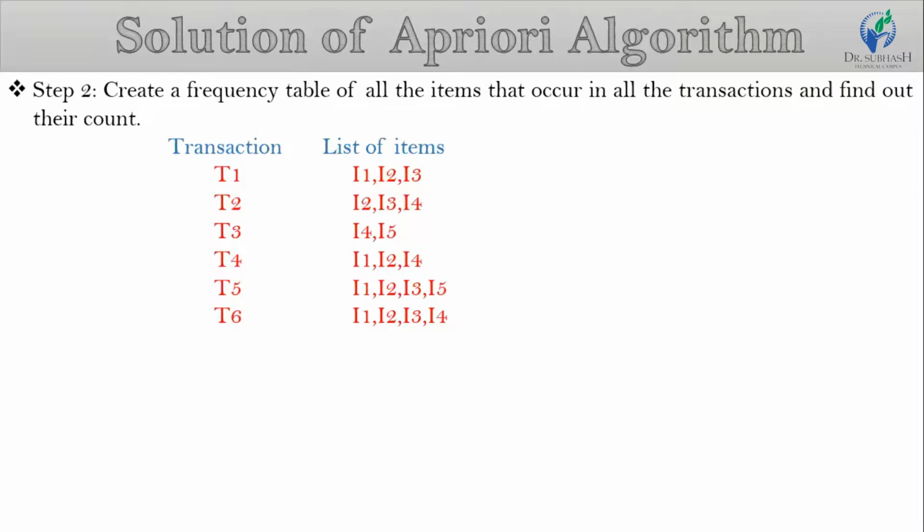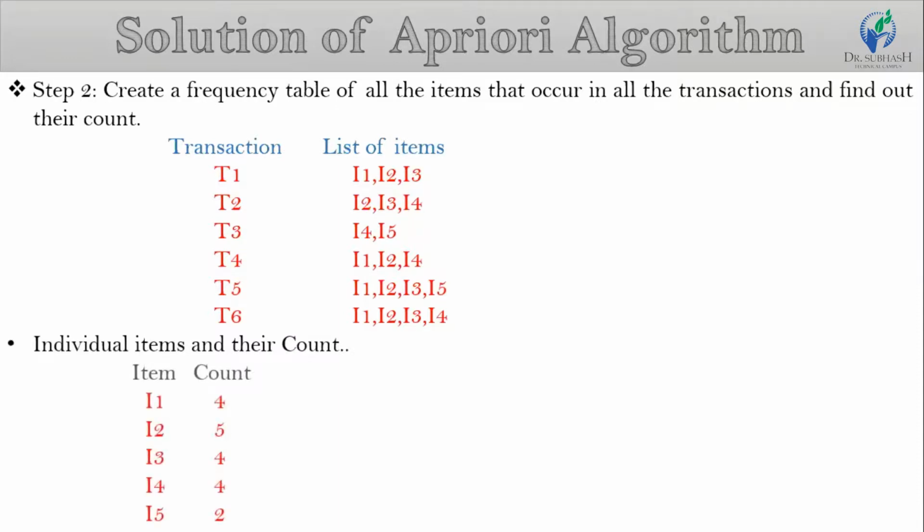So our individual items and their counts are: item I1 occurs 4 times in the original table, as I1 occurs in transactions T1, T4, T5 and T6. So its count is 4. Similarly, item I2 occurs 5 times, item I3 occurs 4 times, item I4 occurs 4 times, and item I5 occurs 2 times.